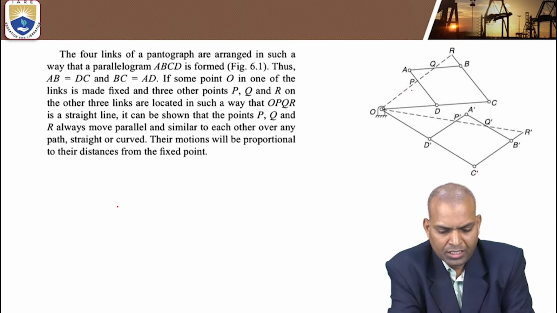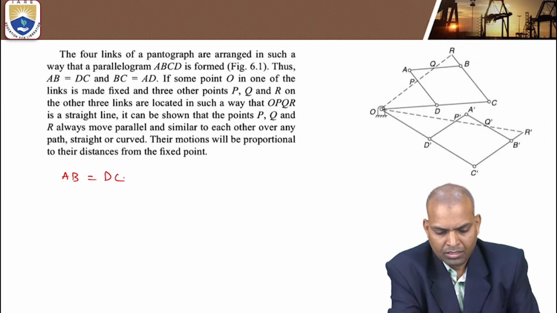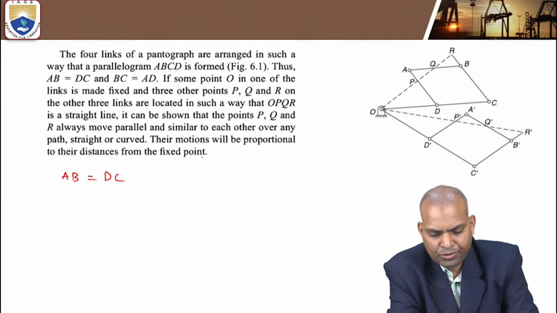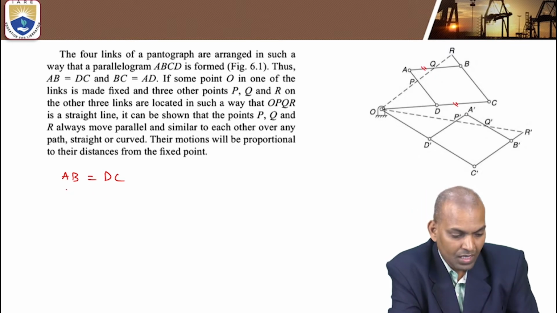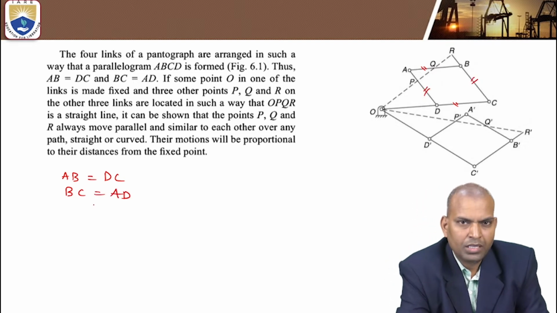Now, when it is a parallelogram, immediately the length of link AB is equal to DC, the opposite side, and BC is equal to AD.